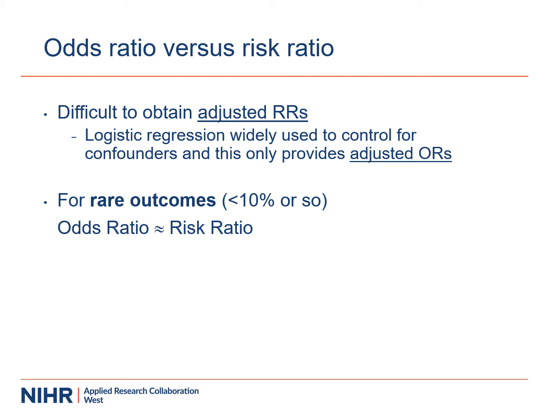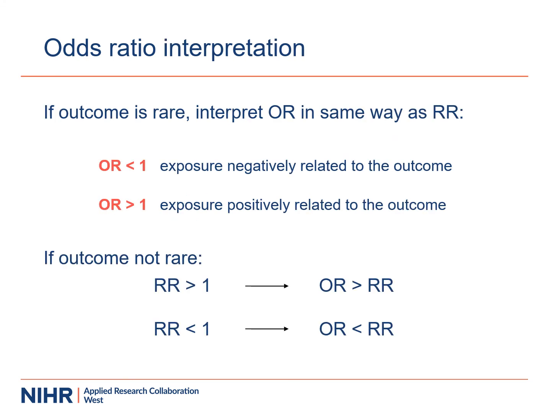And just to reiterate, as I've mentioned before, for rare outcomes, the odds ratio will be a good approximation of the risk ratio. So given a rare outcome, we can interpret the odds ratios as risk ratios. So if we have an odds ratio of less than 1, this tells us that the exposure is negatively related to the outcome. And if we have an odds ratio of greater than 1, then this tells us that the exposure is positively related to the outcome.